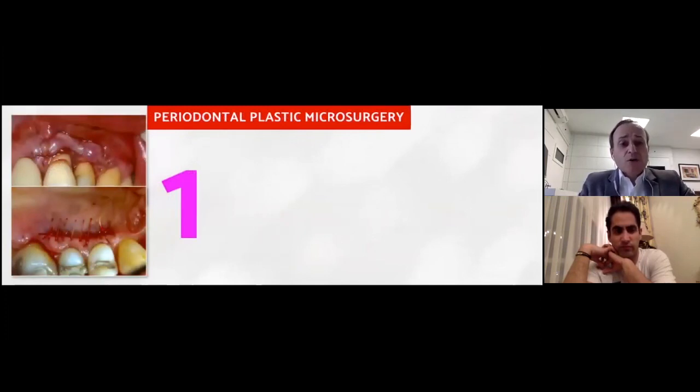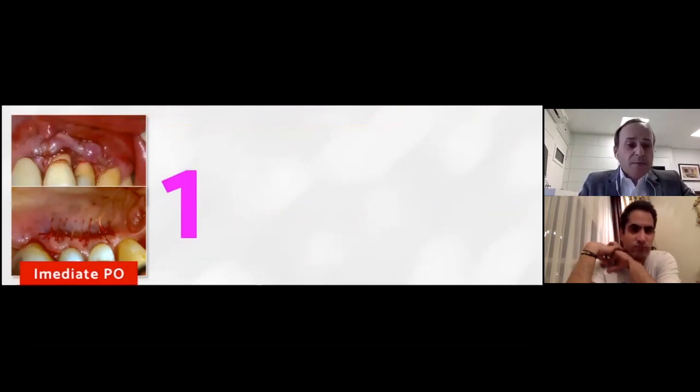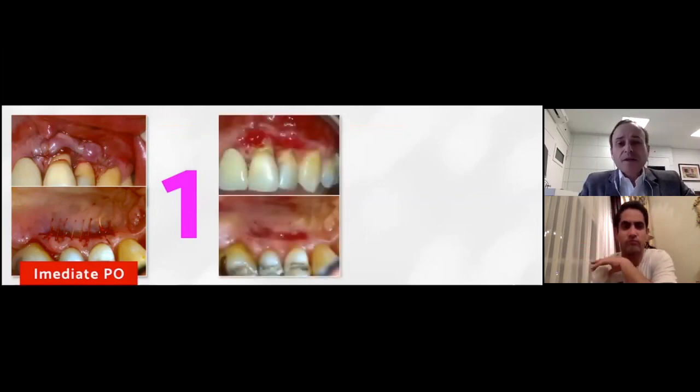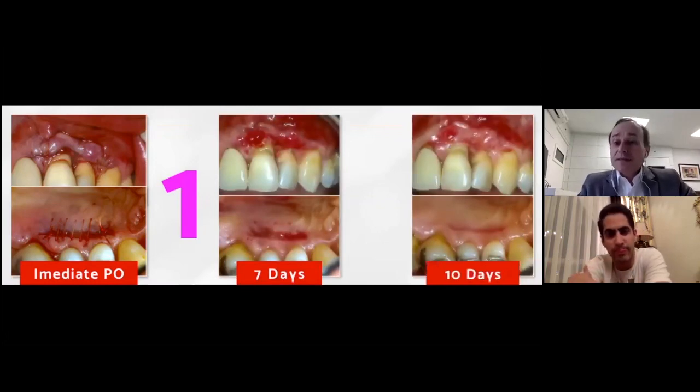First of all, in order to improve the keratinized tissue, this is surgery number one. This is the immediate post-op. It was collected soft tissue graft from the palate. This is the post-op after 10 days.